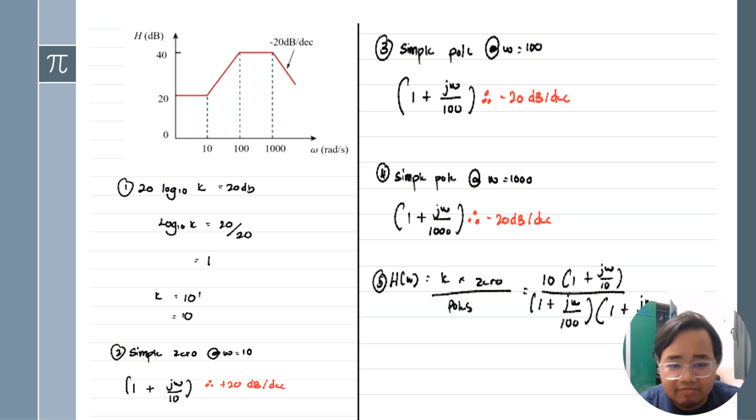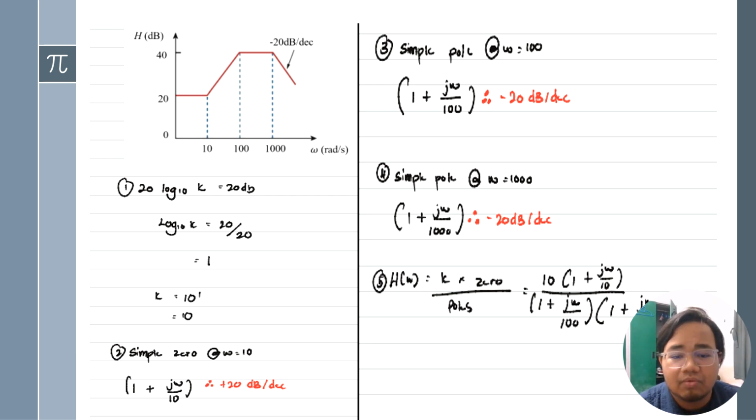From the graph, we can see this is a process of deriving a transfer function from a Bode magnitude plot. So we can turn the graph into a mathematical equation. First step is how to find the gain K, which is we observe the graph starts at a flat magnitude of 20 dB, using the formula 20 log10 K. We get 20 log10 K equal to 20, so log10 K equal to 1, so K equal to 10. So we get the constant gain K is 10.